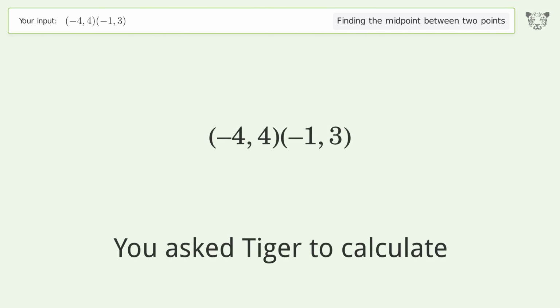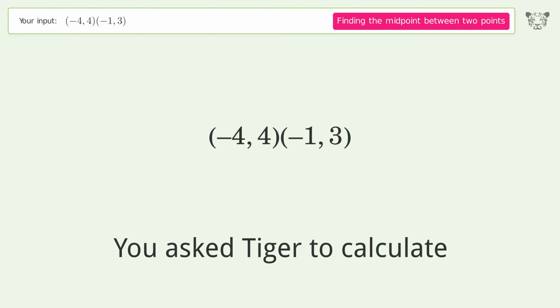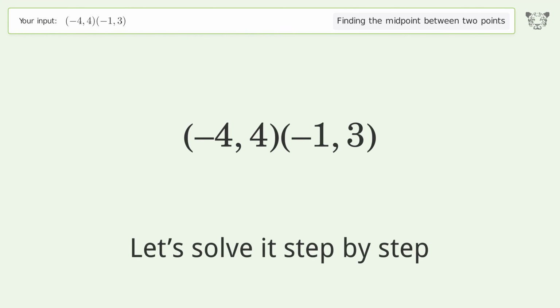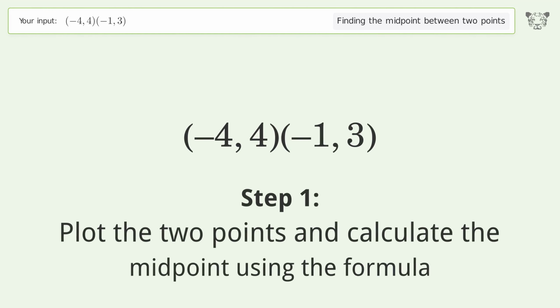You ask Tiger to calculate. This deals with finding the midpoint between 2 points. The midpoint between the 2 points is negative 2.5, 3.5. Let's solve it step by step. Plot the 2 points and calculate the midpoint using the formula.